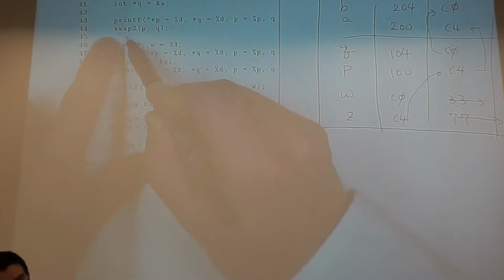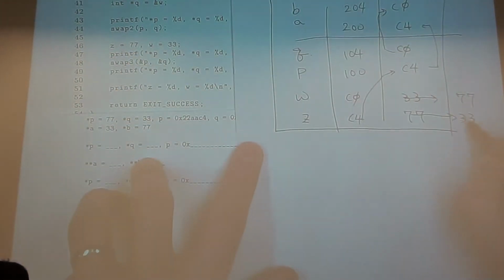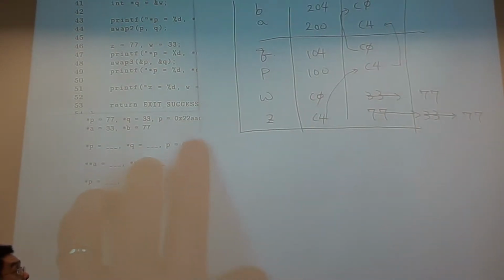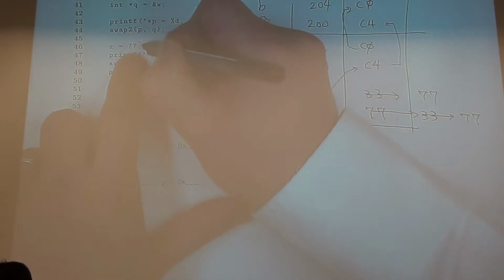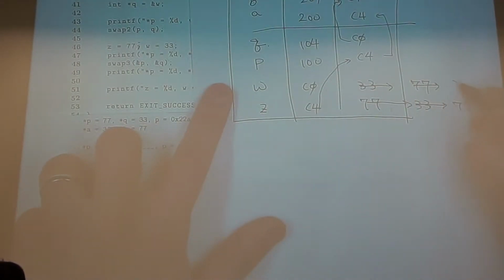Then I don't print right after this swap. I go to say Z equals 77. So that means I change this back to 77 again. Because of this line, line 46. Line 46 says change this to 77. W, actually, that's not what I would write. I would write it with a semicolon. And change W to 33, so I change W to 33.